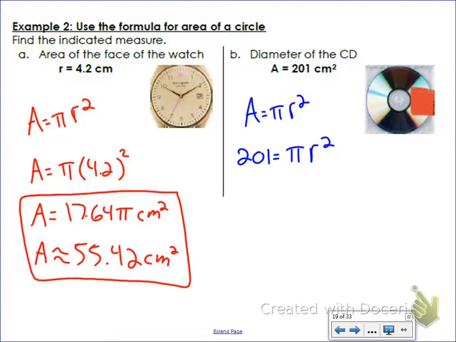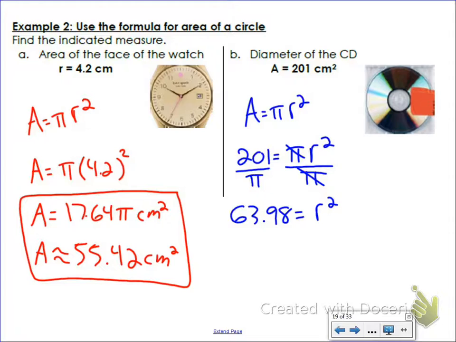Now we want to isolate the r squared. So the only thing in front of the r squared is going to be the pi. So I'm going to divide both sides by pi in this case. On the right side, pi's will cancel. On the left side, 201 divided by pi. We can go ahead and approximate this, and you're going to get approximately 63.98. And that's going to be equal to r squared.